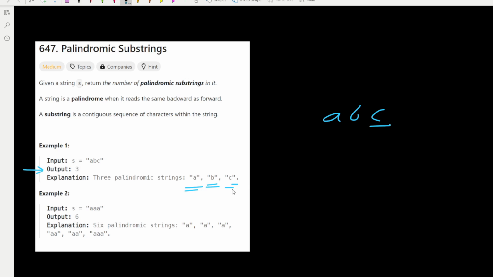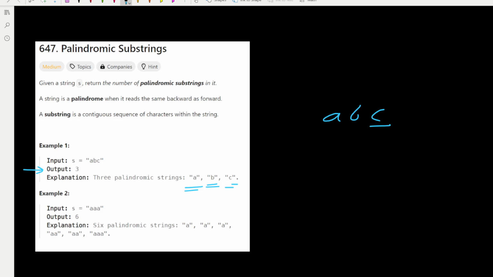So this question has two ideas in mind. One, we need all substrings of this string S, and two, for each one we need to see if it's a palindrome or not a palindrome. So this is the idea of the brute force. Given S, step 1, we calculate all substrings of S. Step 2, for each substring we evaluate if it's a palindrome or not. Now, I will show you the code for the brute force before we go to the optimization.